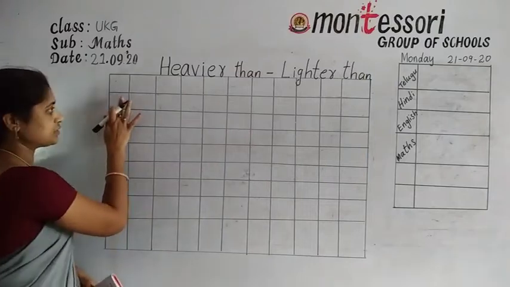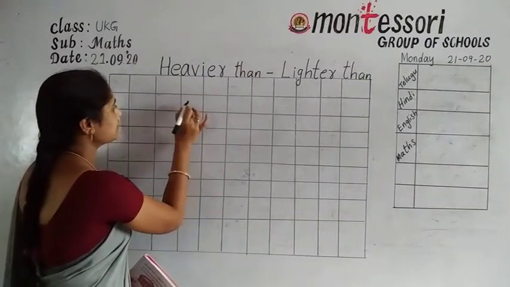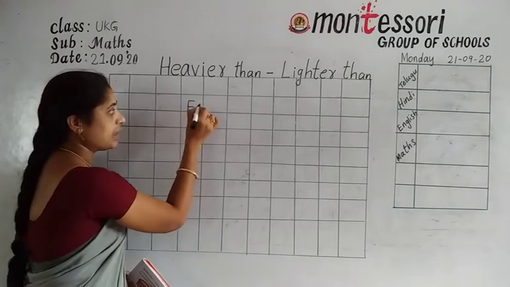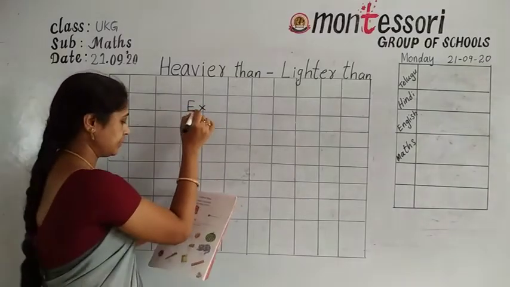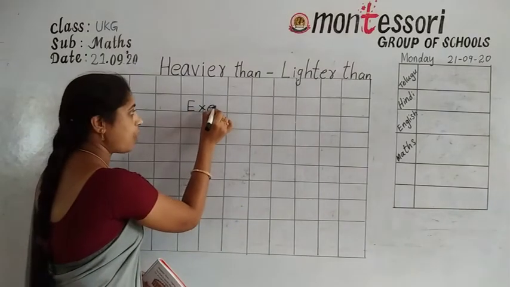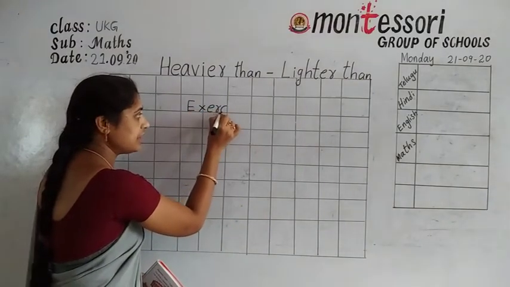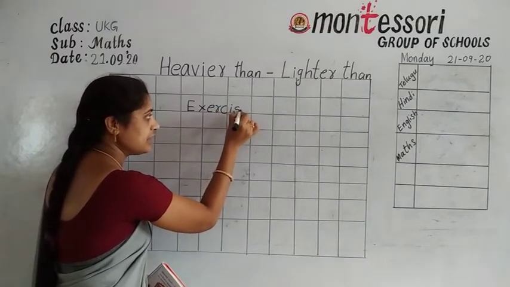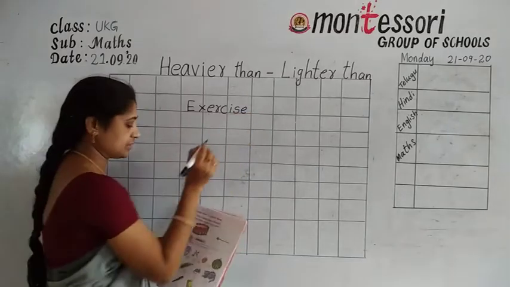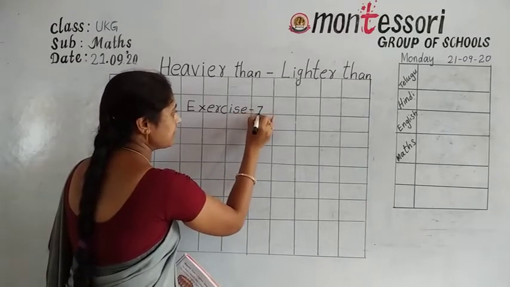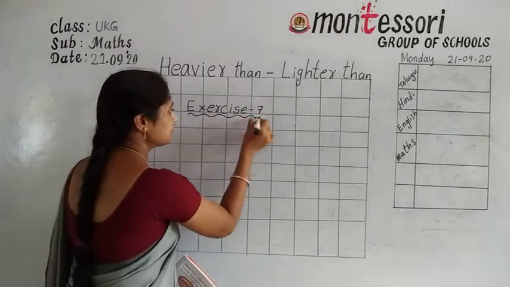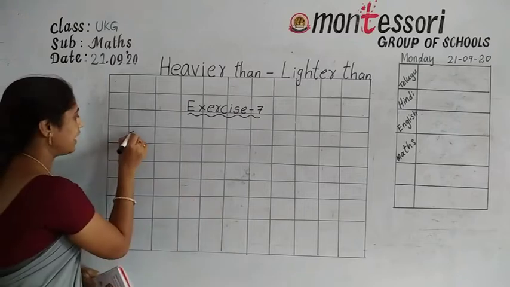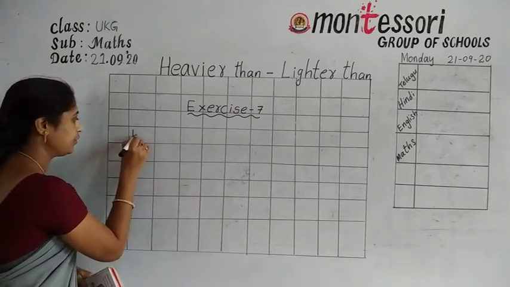Okay, leave one box and start here. Exercise: leave two boxes and start. Exercise: E, X, E, R, C, I, S, E. Exercise, hyphen, 7. Exercise 7.